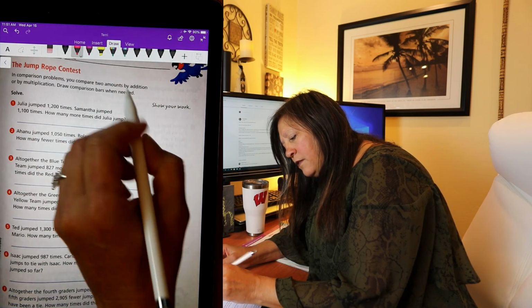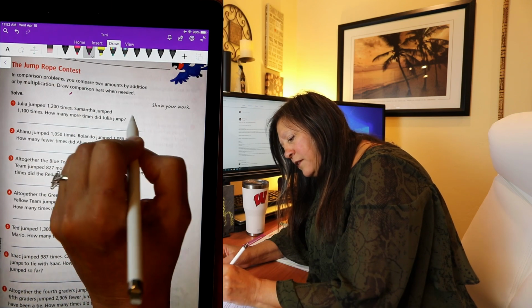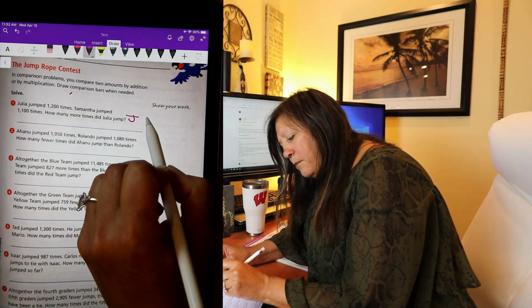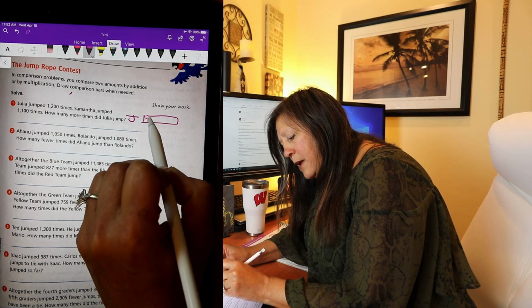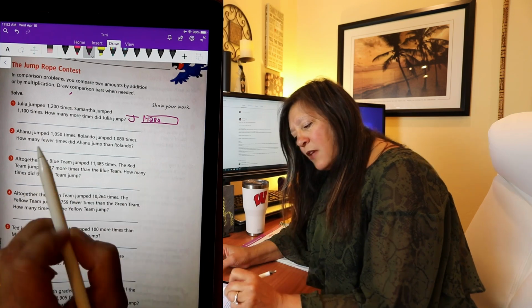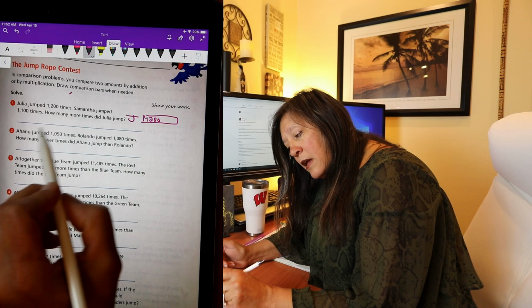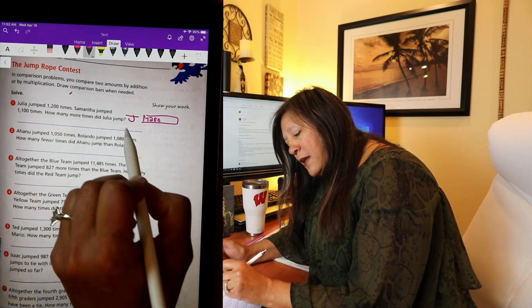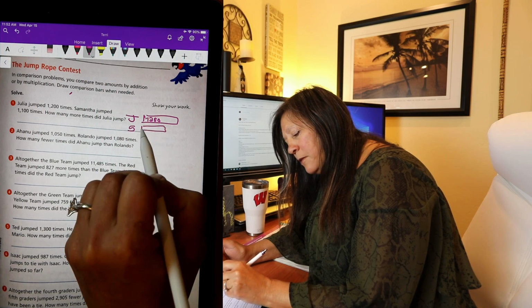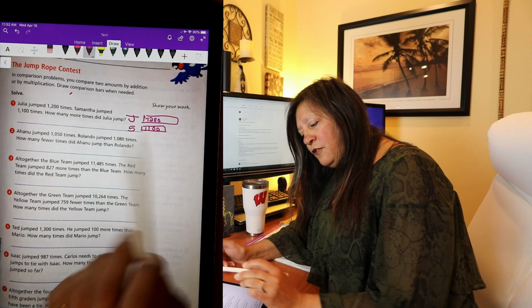Julia is going to be J, and Julia jumped 1,200 times. So we're going to make a little bar for Julia. Samantha jumped 1,100 times. Which bar should be bigger, Julia or Samantha? Well, Julia jumped 1,200, Samantha jumped 1,100, so Samantha's bar is going to be smaller. How many more times did Julia jump?